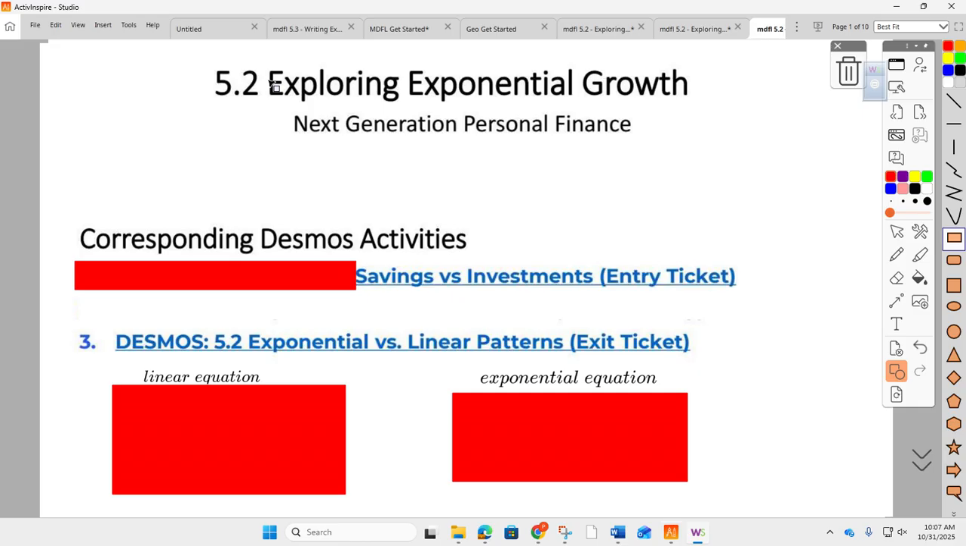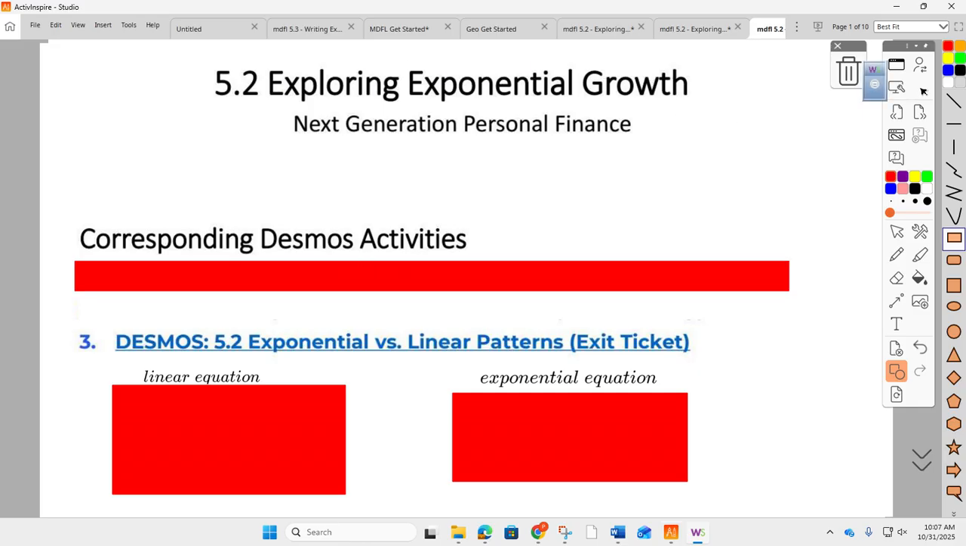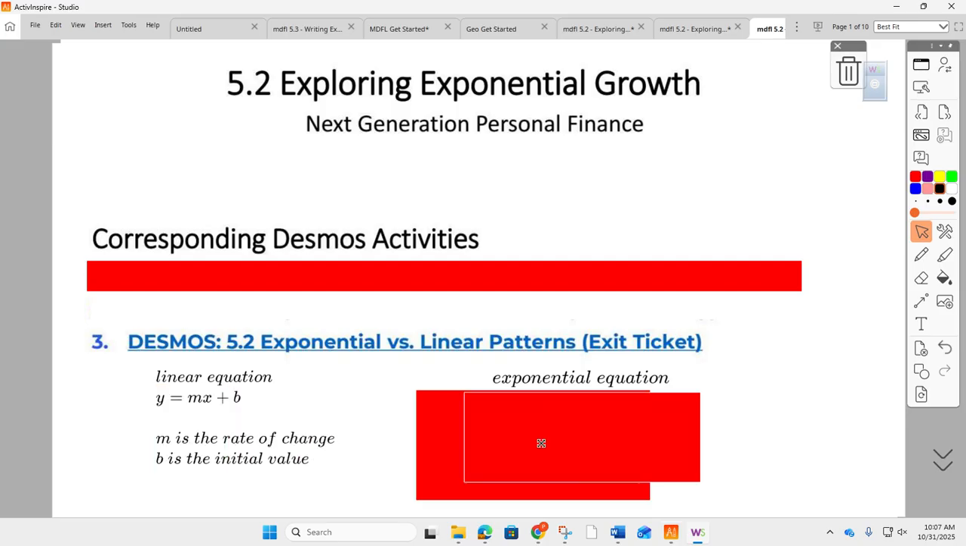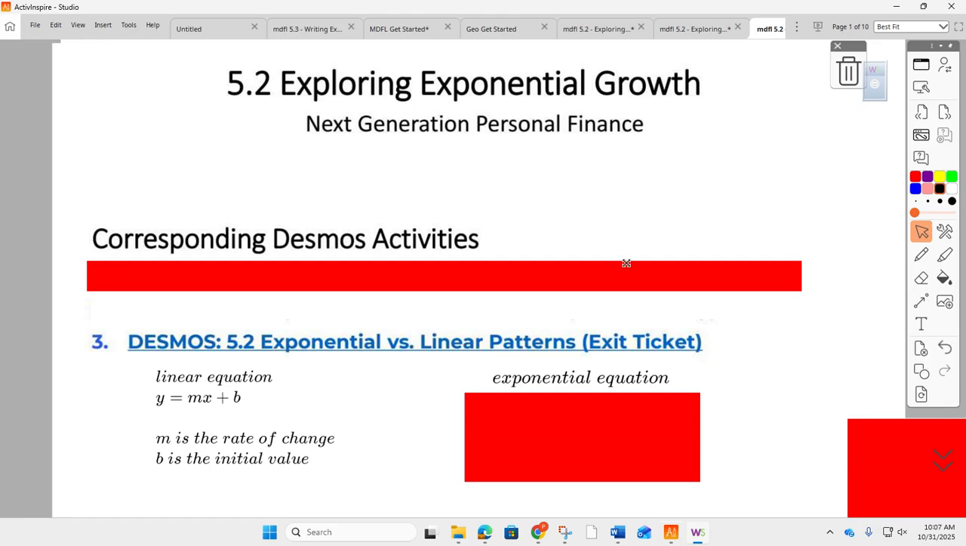Today we are exploring exponential growth. That means we're looking for patterns and diagrams. We're learning what a basic exponential equation looks like, the parts of it that we can use to write it, and what it looks like when it's graphed. And we're going to compare that to the things that we know about a linear equation.